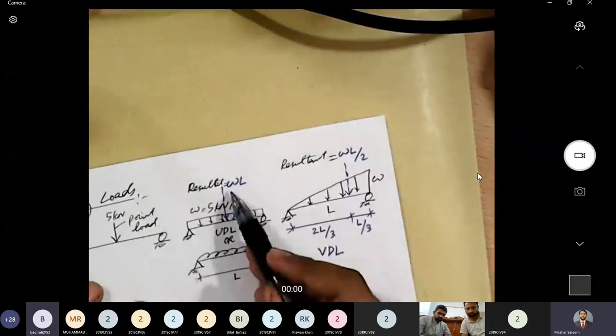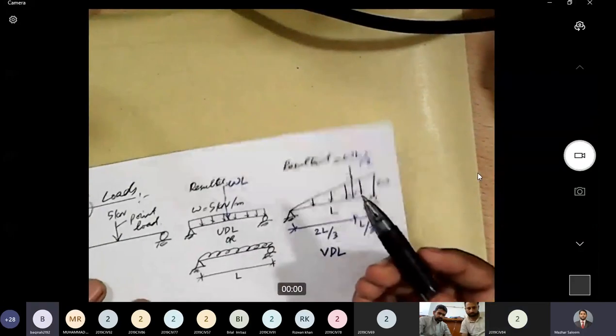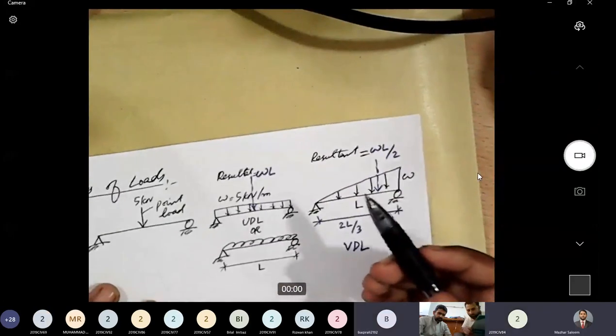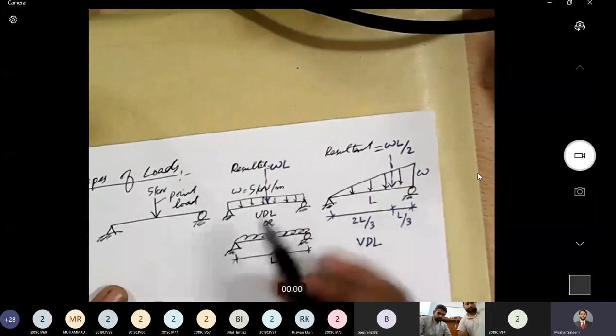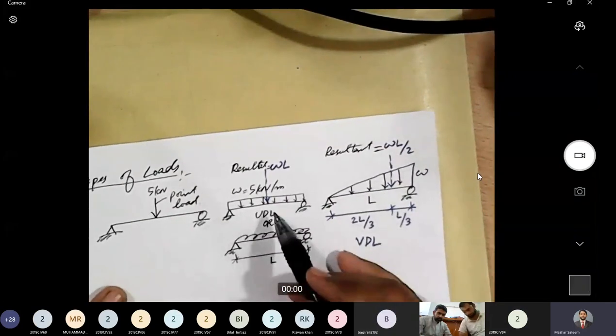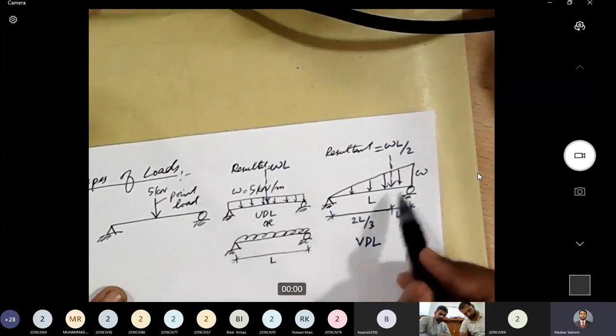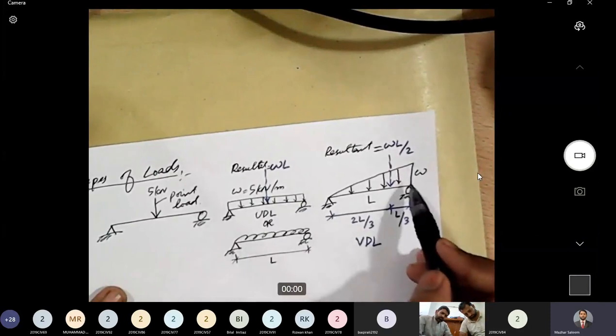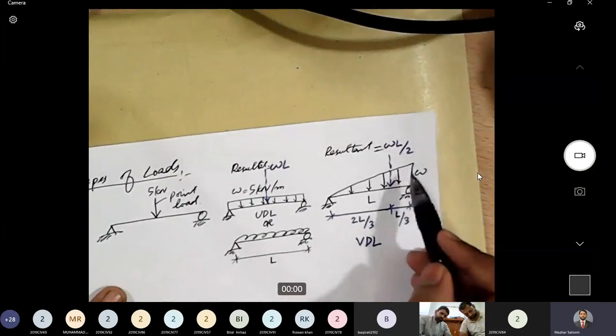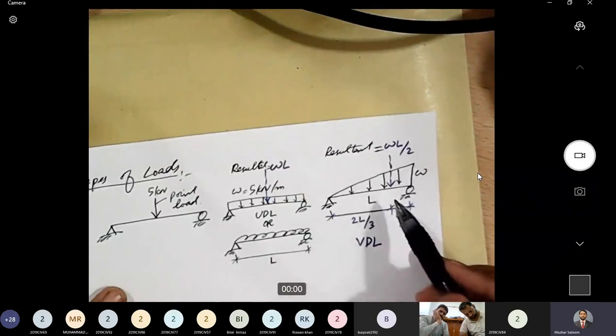Sir, this is the area formula, right, for the rectangle and for the triangle? Yes, that's true. These are the formulas for area. So the total magnitude of load is equal to the area of the rectangle in case of UDL, and in case of triangle or VDL, the total magnitude of load is equal to the area of the triangle.